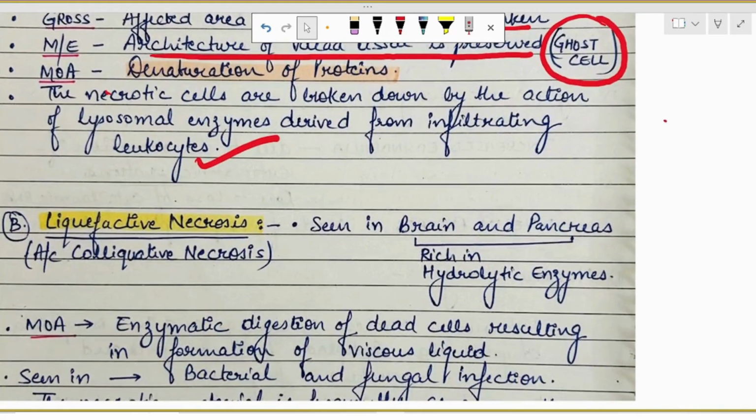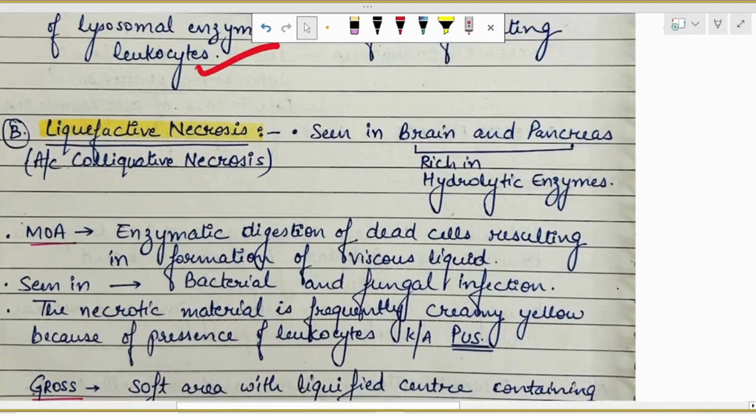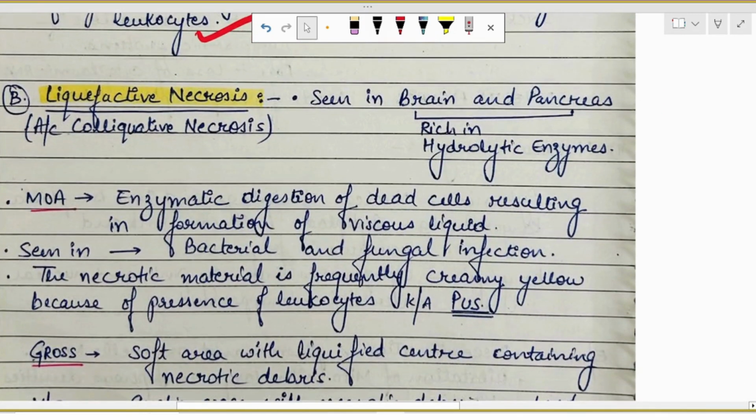Second type of the necrosis is the liquefactive necrosis. Liquefactive necrosis is also known as colliquative necrosis. This necrosis is seen in the brain and pancreas. All solid organs show coagulative necrosis except brain and pancreas, and brain and pancreas show us the liquefactive necrosis.